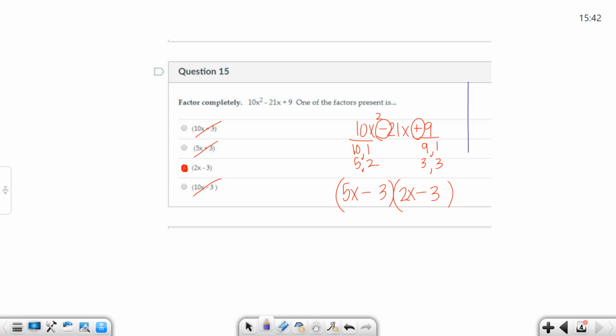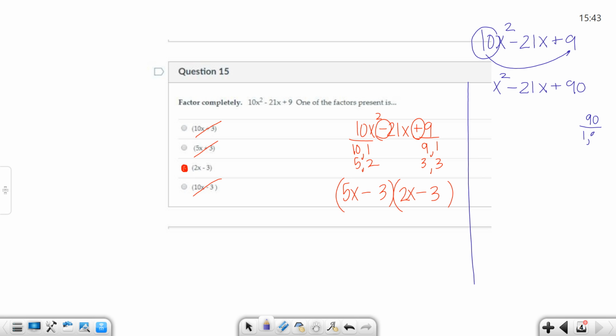Now, for those of you that did like bottoms up, let's work this one with a bottoms up method. I'm going to bring this 10 up, or to the back rather. I get x squared minus 21x plus 90. You do get bigger numbers this way. 9 times 10 is 90. Okay, so let's go through my factors of 90. 1 and 90, 2 and 45, 3 and 30.